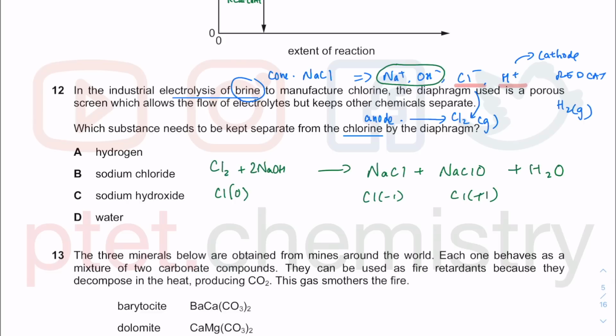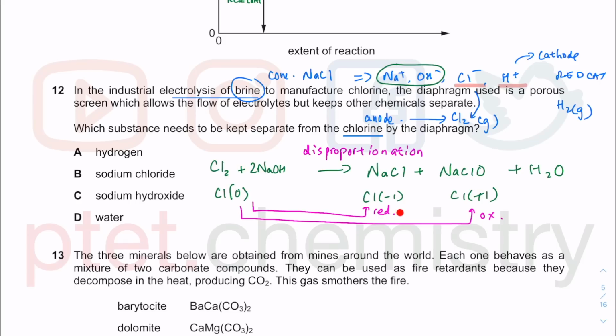Balancing the equation, you get 2 NaOH, and you can see the Cl2 with oxidation number 0 gets both oxidized as well as reduced in the same reaction. This is a very special redox reaction. It's called disproportionation, where one species is both oxidized and also reduced in the same reaction.